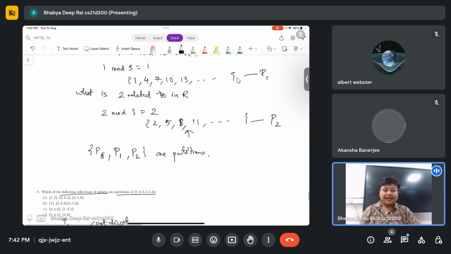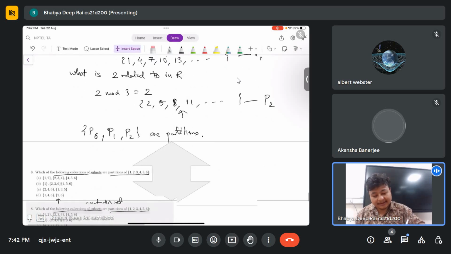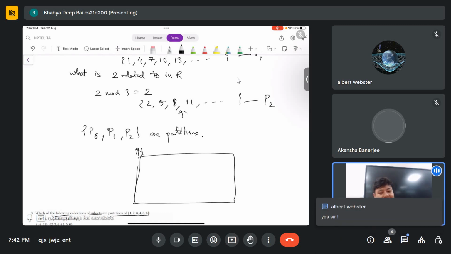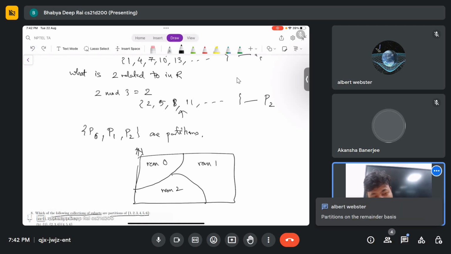So are you getting it? Therefore they form these clusters inside. If you look at the set of natural numbers, then it forms these clusters where these are the ones which leave remainder 0, remainder 1, remainder 2. And these are only related with each other.